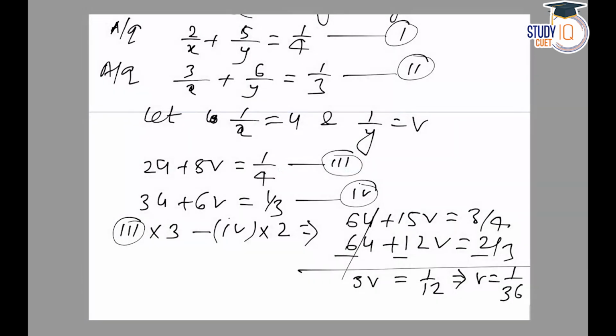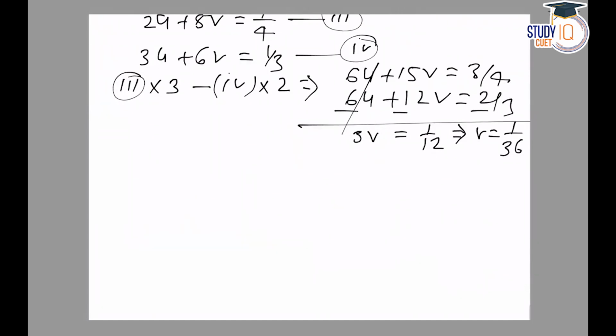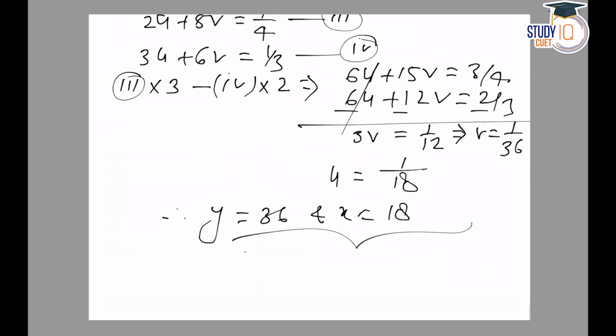Now put the value of v in any equation 3 or equation 4. So we will get u equals to 1 by 18. Hence y equals to 1 by v equals to 36 and x equals to 18. That is the answer.